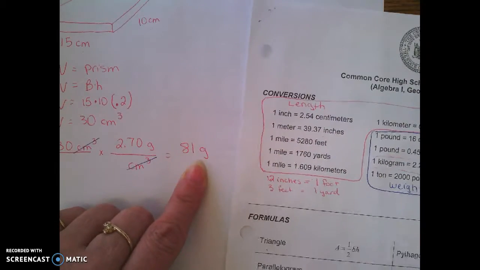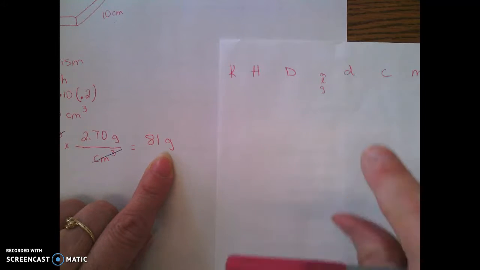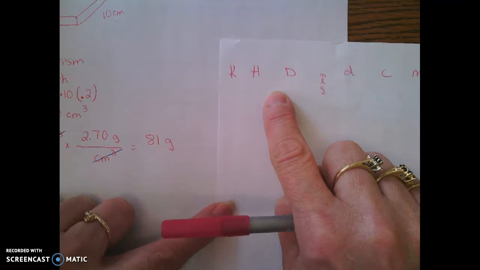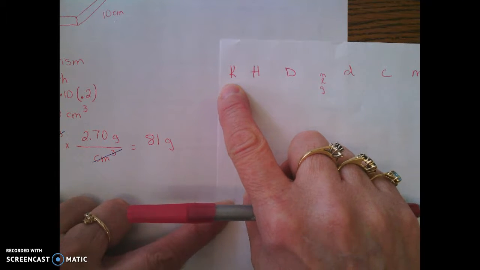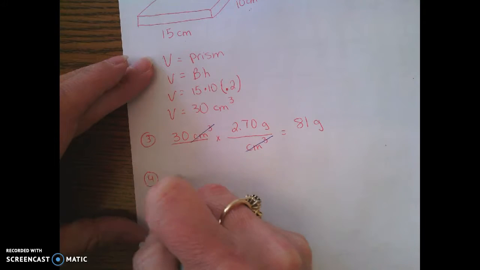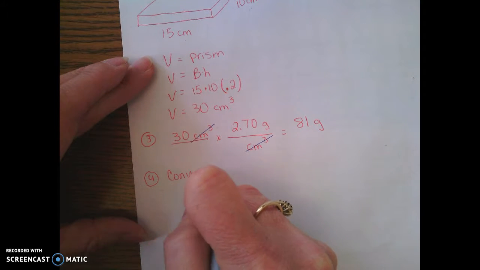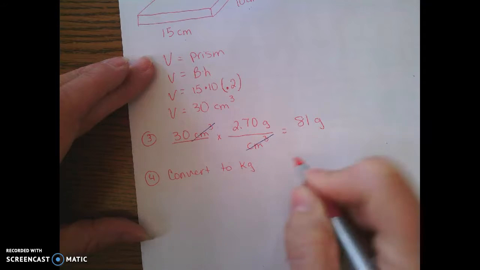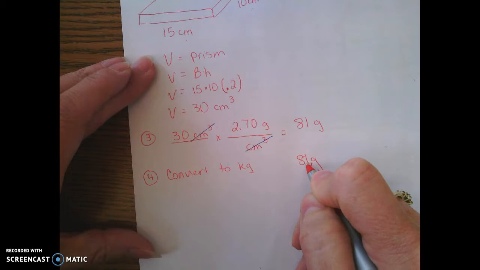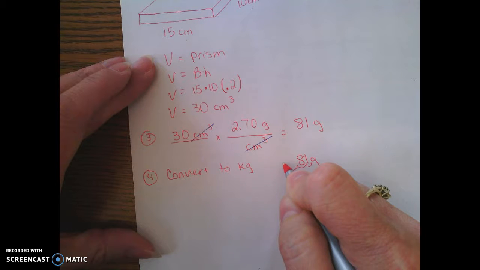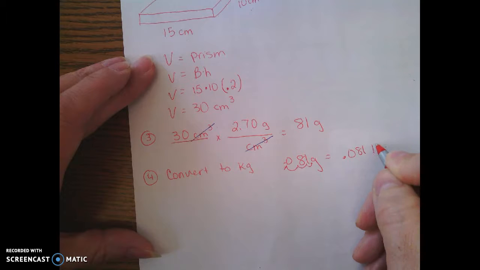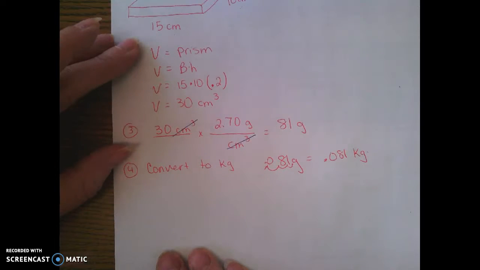All right, so again, metric system. I'm right here in grams. I have to go to kilograms. I have to move this 1, 2, 3 places to the left. All right, so right now, I'm going to convert to kilograms. So 81 grams, here's my decimal. I have to move it 1, 2, 3 places to the left. That is going to equal 0.081 kilograms. Okay?